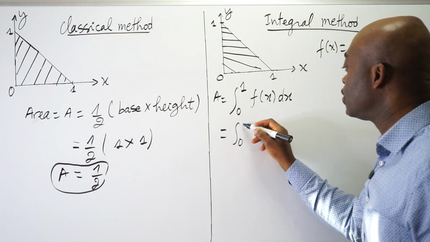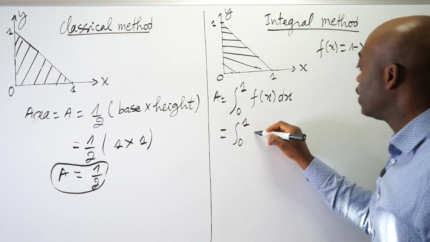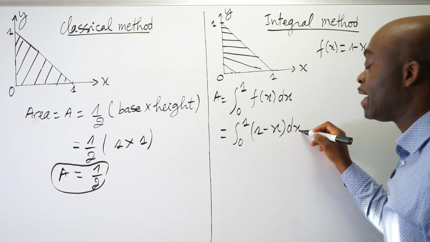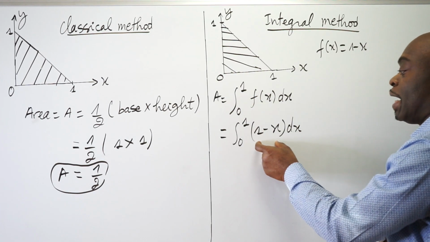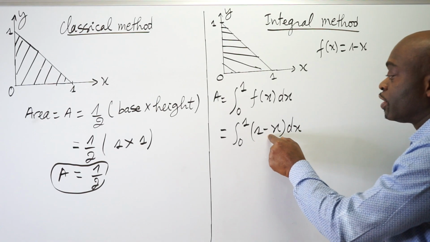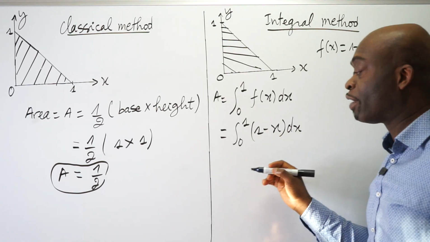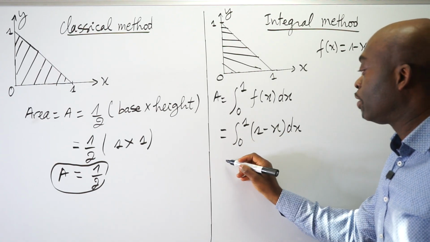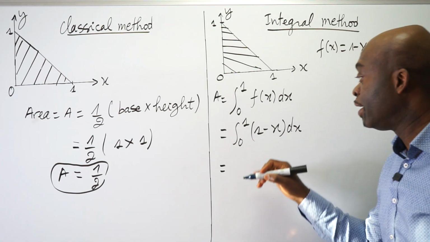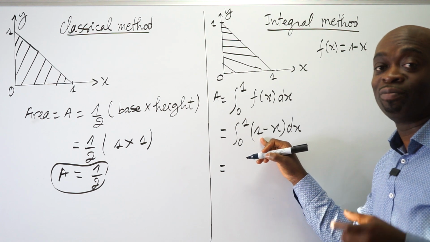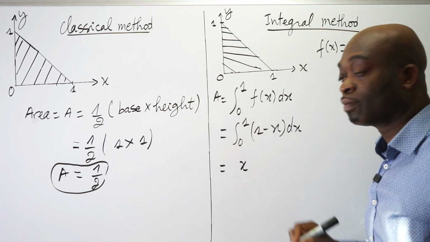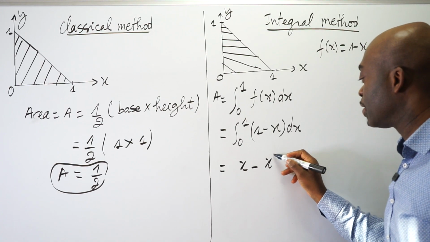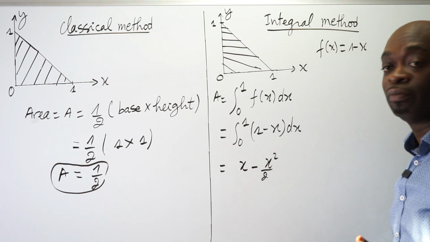So this is 0 to 1, then f of x is 1 minus x. Put it in parentheses, then the dx. I just replace f of x by the corresponding function, which is 1 minus x. Now we have to find the integral of 1 and the integral of x. Those are simple ones. The integral of 1 is x, and then the integral of x, so that's minus x to the second power over 2.